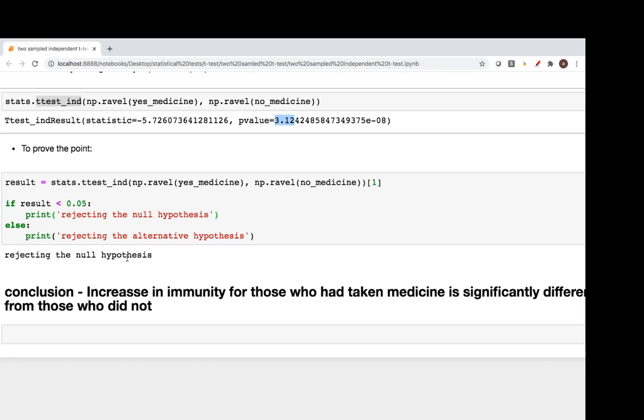So this is how the two sample t-test is used in real life.